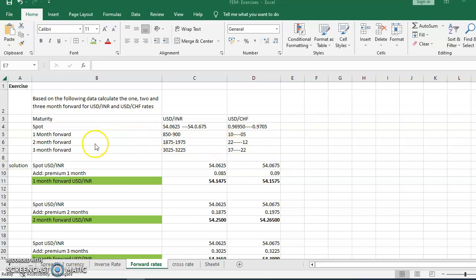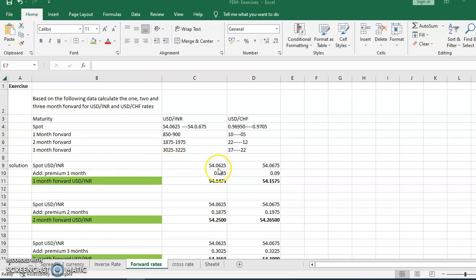Okay. Now let's understand how to solve it. First of all, they have asked you to find out the 1 month, 2 month and 3 months forward rate for USD and INR. So while you're doing it, the spot rate is the rate at which the value of the currency stands at that particular point of time or particular day. Spot rate is that instant rate that you get on the same day.